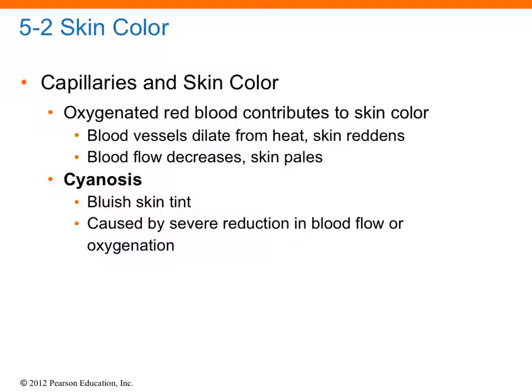The capillaries and the skin color. Oxygenated blood is red, and it contributes to skin color. When the blood vessels dilate from heat, the skin reddens. When the blood vessels constrict or the blood flow decreases, the skin pales. Cyanosis is bluish skin tint, and that's caused by a severe reduction in blood flow or oxygenation.